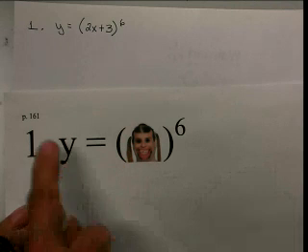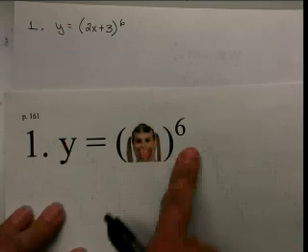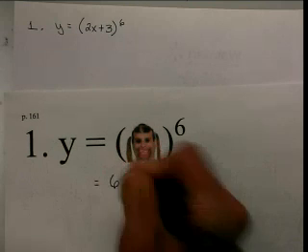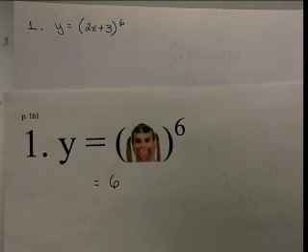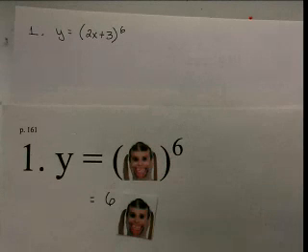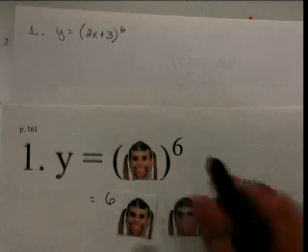The derivative of ugly to the 6th by the general power rule is 6 times the same old ugly times the derivative of the ugly.